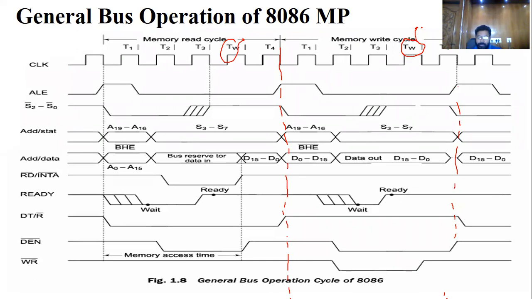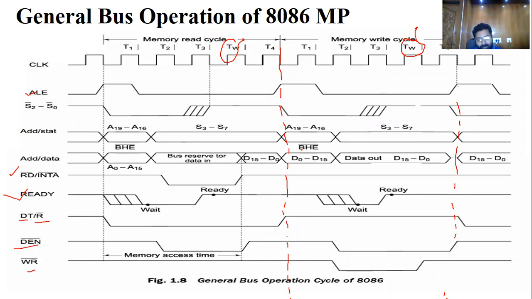For performing memory read and write operations, the microprocessor generates four clock cycles. You know what ALE is, address latch enable, then address to data, address to status lines, address to data, read and interrupt lines, and ready lines. For synchronizing slow memory devices, we are using this ready line, then data transmit and data receive, data enable lines, and write lines.